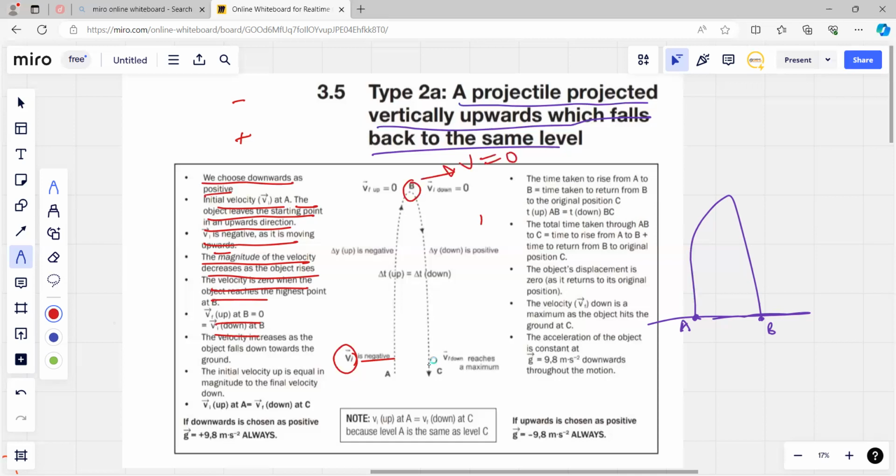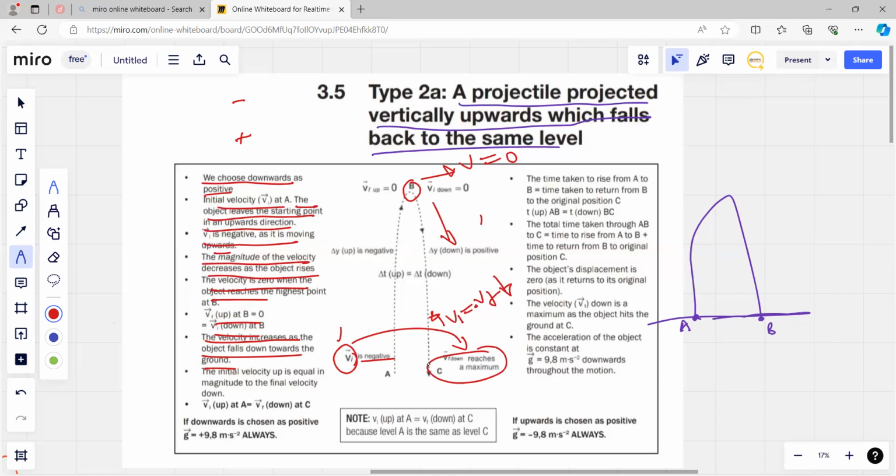The velocity increases as the object falls downward towards the ground. When the object goes up, its velocity decreases; then when it starts to go downward, its velocity increases until it reaches the same level. So the initial velocity is equal to the magnitude of the final velocity. When the object reaches the same level it moved from, its final velocity equals its initial velocity, but in the opposite direction, because the initial one was moving upward.